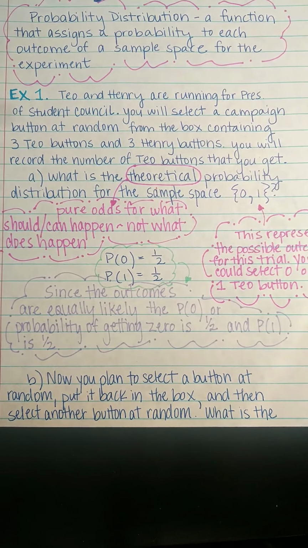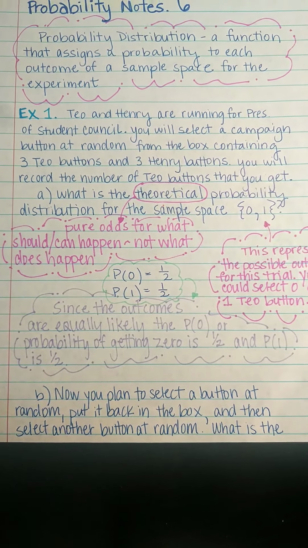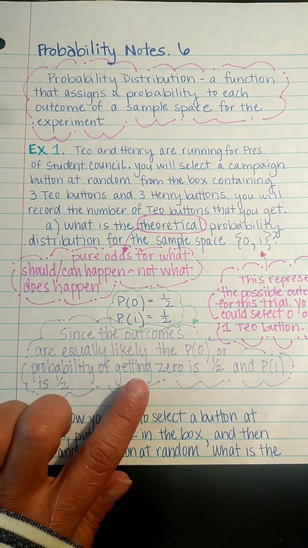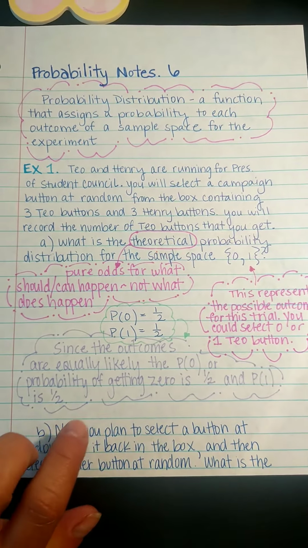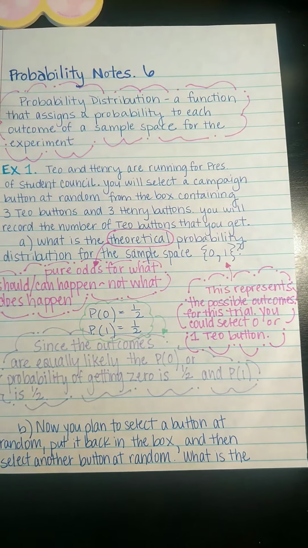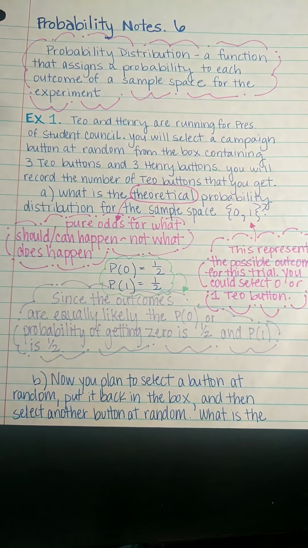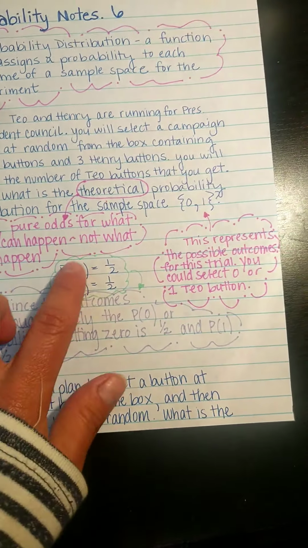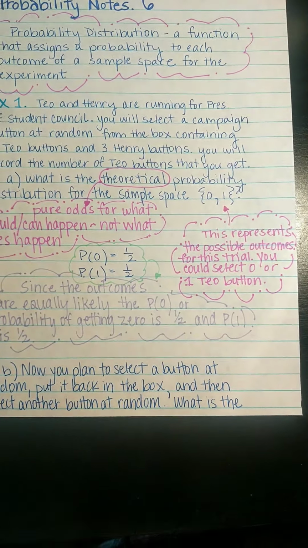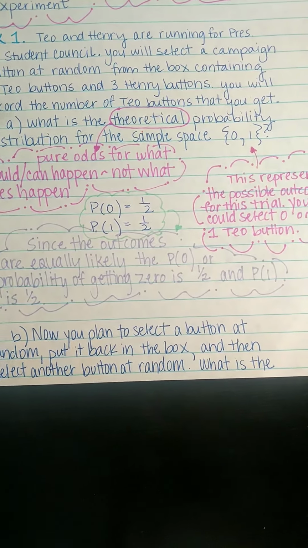Now, since the outcomes of this are equally likely, the probability of him getting 0 or the probability of him getting 1 are both 1/2. Okay? That's all there is to it. That's the probability distribution. The probability of 0 is 1/2, the probability of 1 is 1/2. Okay, slightly changing the problem.